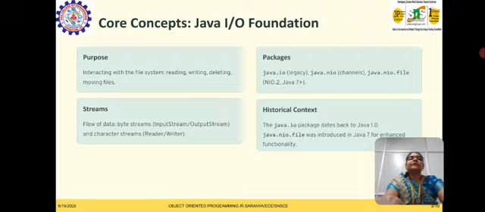Coming to the core concept of Java input output, what is the purpose of using the file handling system? Using the file handling system, we can read, write, delete or move anything related to a file. The packages supporting Java input output services, or file handling, are Java IO and Java NIO. Java NIO is supported from the Java 7 series onward. Apart from that, Java IO is available.